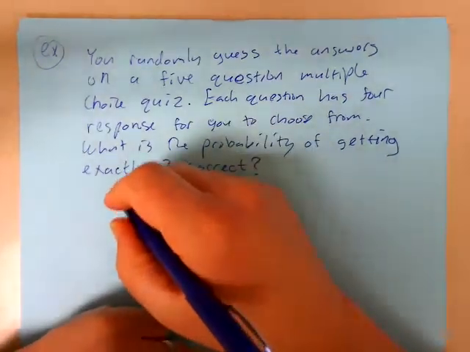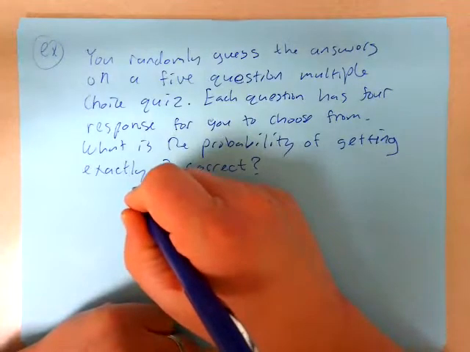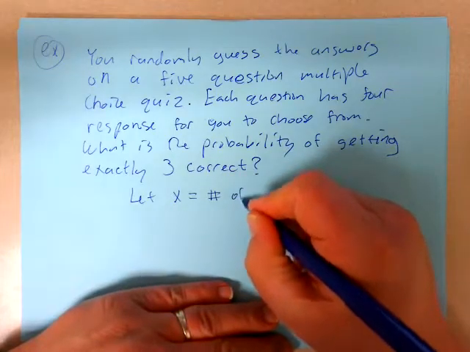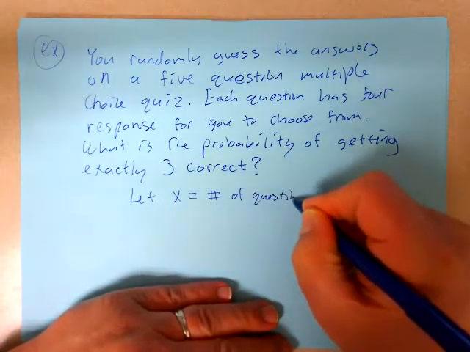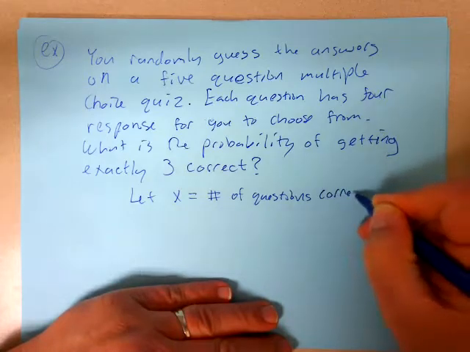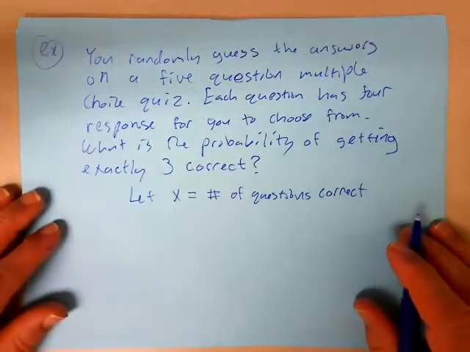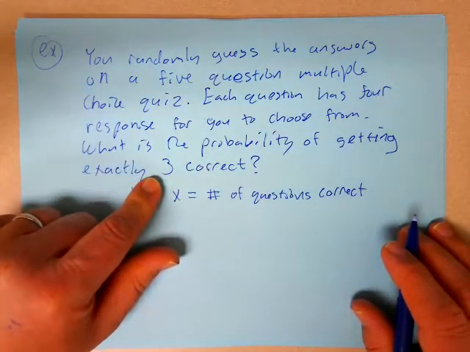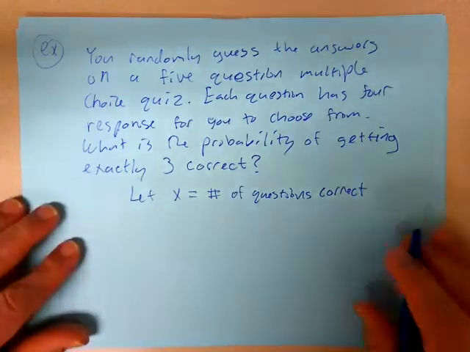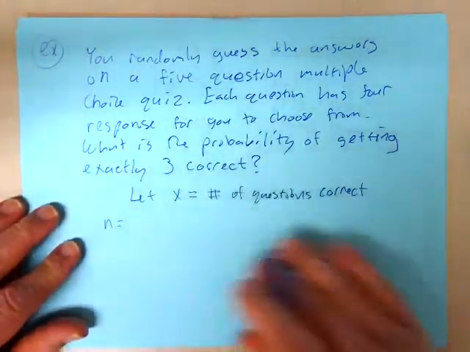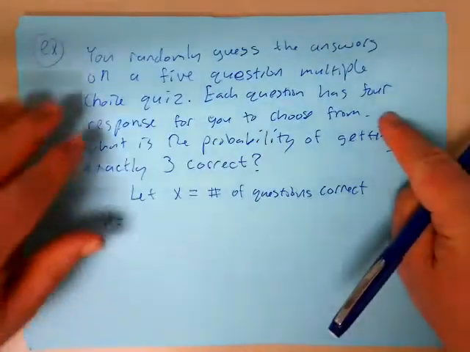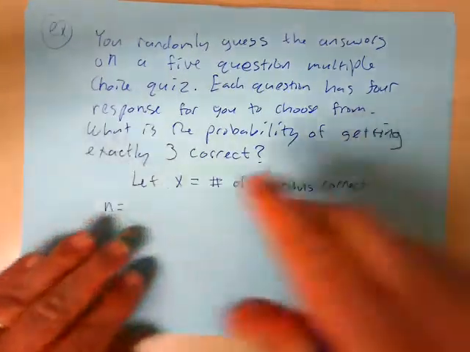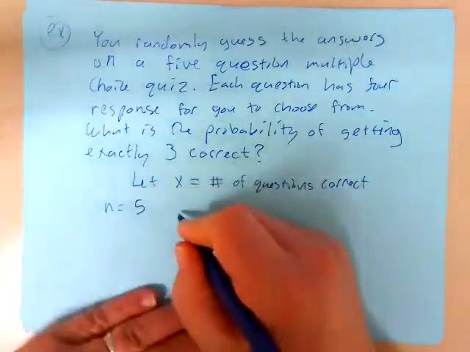Okay, so in this case, you would let x equal the number of questions correct. So x is going to be the number of questions that you get correct, and you're going to want to find the probability that x is equal to 3, right? So the success is getting it correct. And so the number of trials here would be 5. Each question is kind of a trial, right? Either you guess correct or you don't. So n is equal to 5.